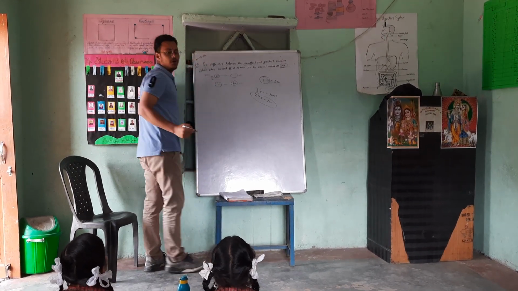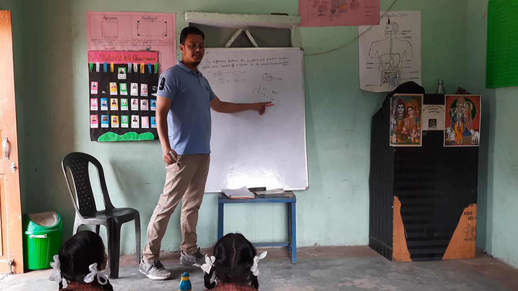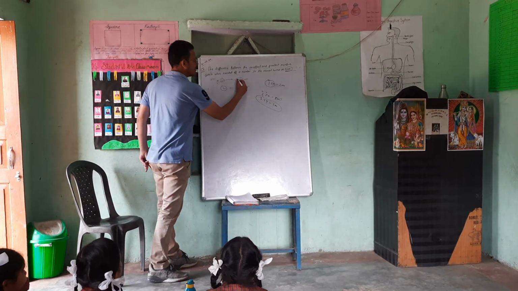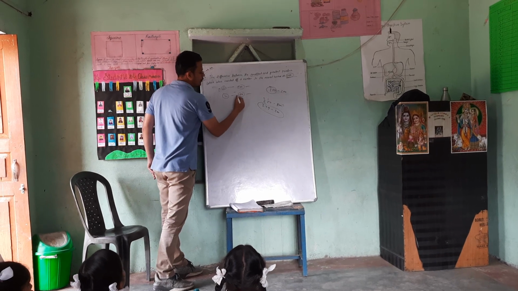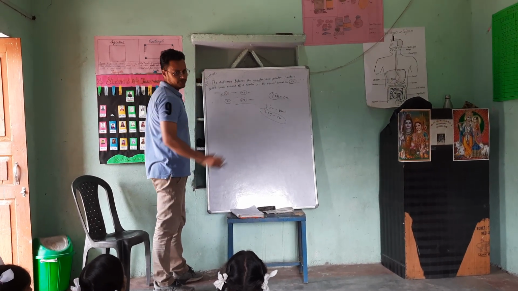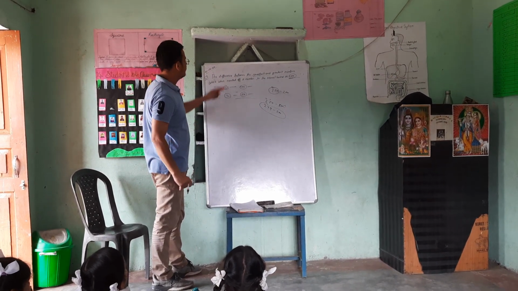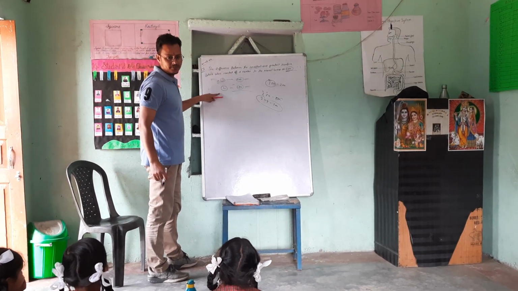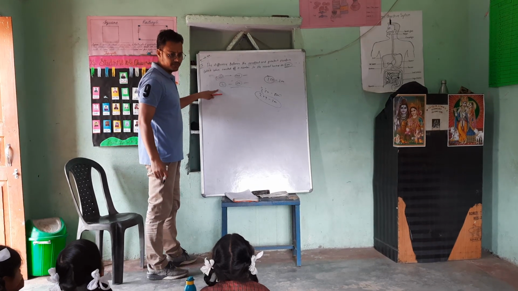So 249 is the number whose nearest hundred is 200. So this is the greatest number. So the greatest number is 249. Now you have to subtract. This will be your answer, because you have to find the difference of the greatest and the least number, means the smallest number. Is it clear?